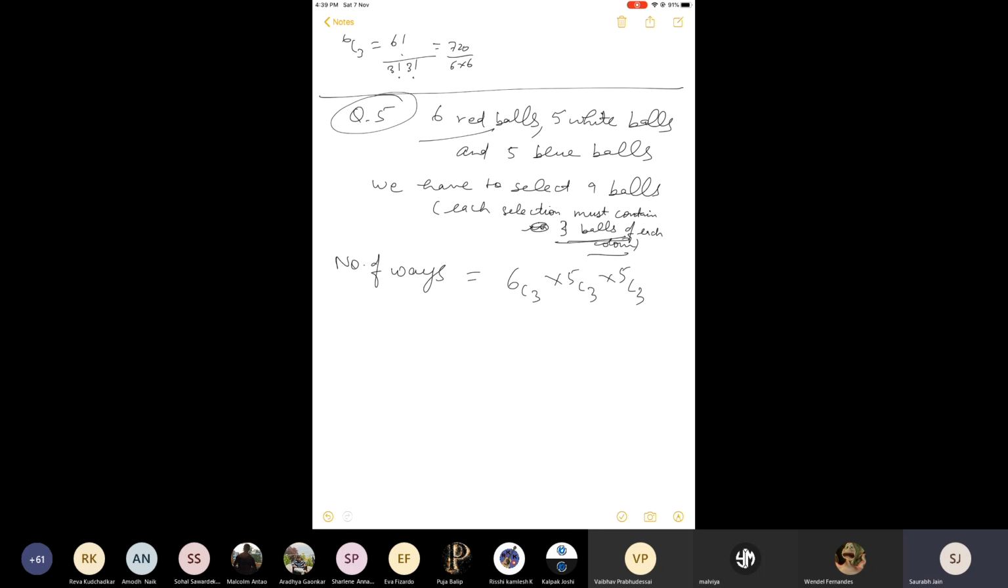So 6C3. Then from 5 white balls you are supposed to select 3. You cannot select 4 or less than 3. Why? Each selection must contain 3 balls of each color. Similarly, from the 5 blue balls you will be selecting 3 and you will do multiplication. Why? Because you have to select 9 balls in all. So this will come out to be 20 into 10 into 10. So the answer will be 2000. This will be the answer.